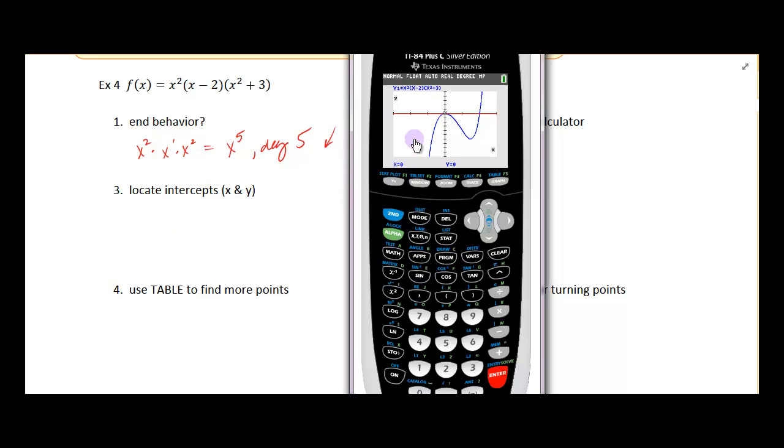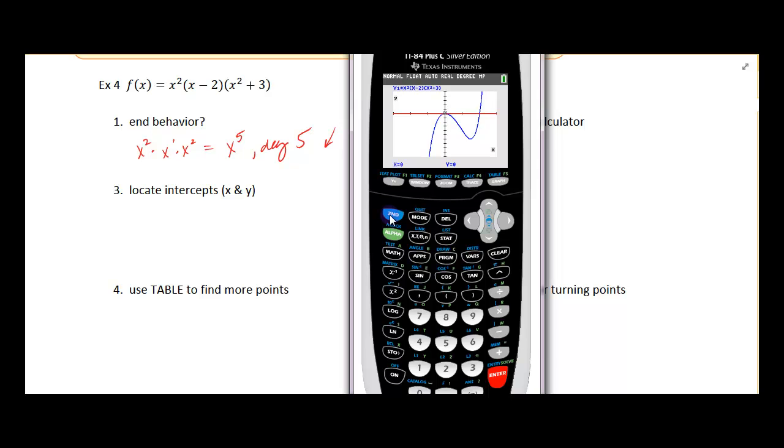The next thing that we are being asked to do, and you will be asked to do this on your homework, is to use the table function to find a few more points. Let's say I wanted to know a few more points along my graph happening here at this curve, and maybe I want to know a few more points happening on either side of the x-intercept over here. Okay, so I can use the table function to find these points rather quickly.